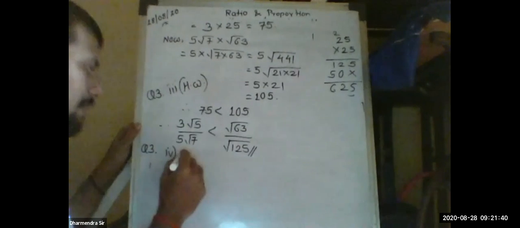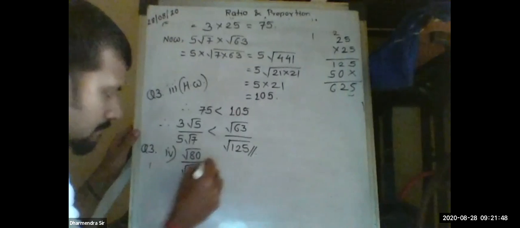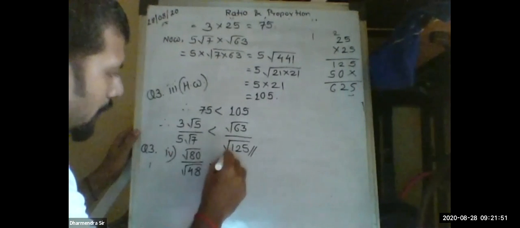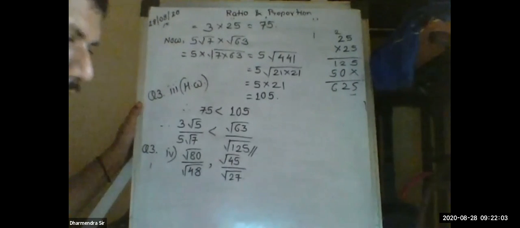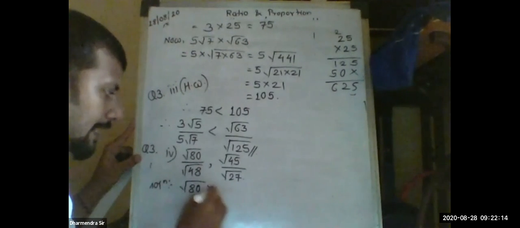That is root of 80 divided by root of 48, comma, root of 45 upon root of 27. You should be ready with your pencil or pen, whatever you have, so that you can do calculations easily. So solution: root of 80 into root of 27. A, B, C, D. So A into D, B into C. I have to do it like that.